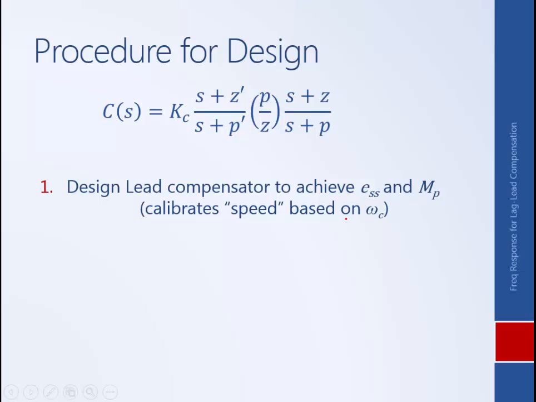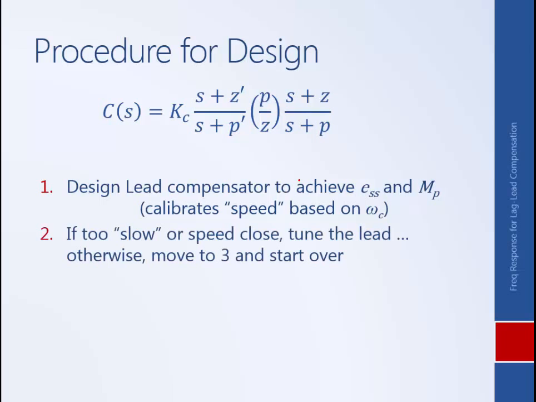Similarly, we don't have an exact relationship between speed and crossover frequency. We only have a qualitative relationship. We know if we make the gain crossover frequency larger, we'll be faster, but we don't know how much faster. Same thing with overshoot. We know if we increase the phase margin, we'll reduce overshoot, but we don't know by how much. And so one reason for doing this lead compensator in the first place is it gives us a benchmark from which to tune our system. We can say, okay, for this phase margin and this gain crossover frequency, this is how fast we are, this is how much overshoot we get, and we can try to tune based on that benchmark.